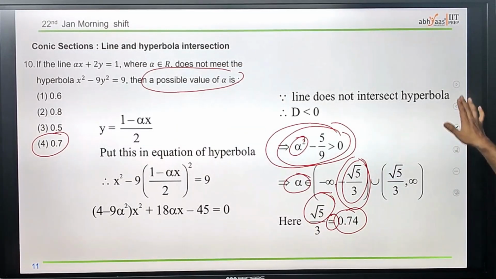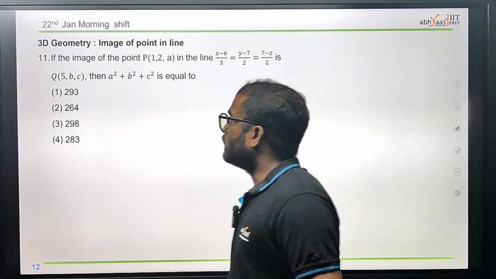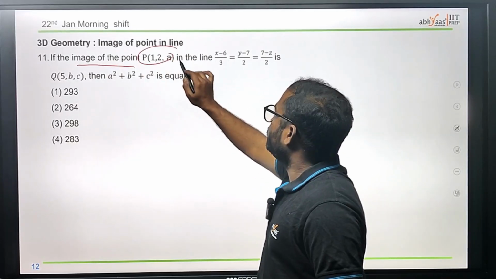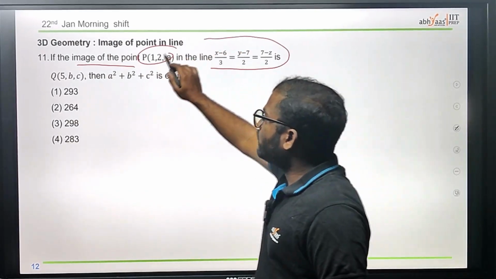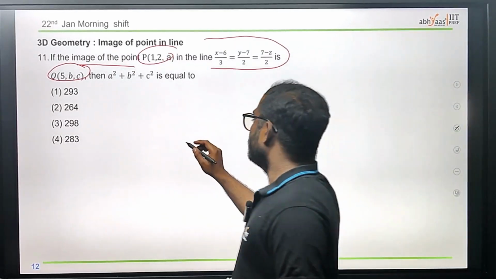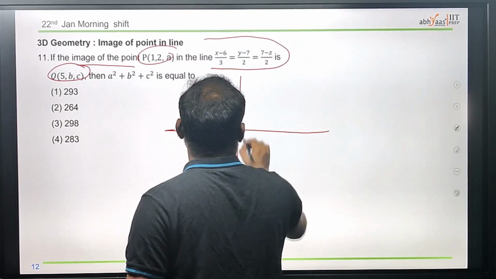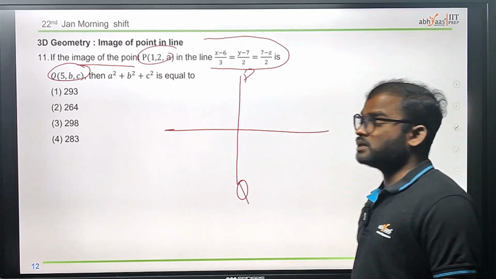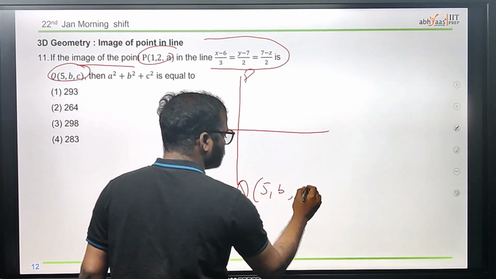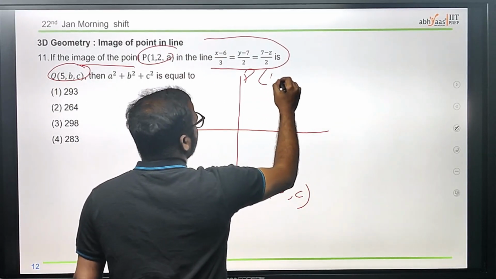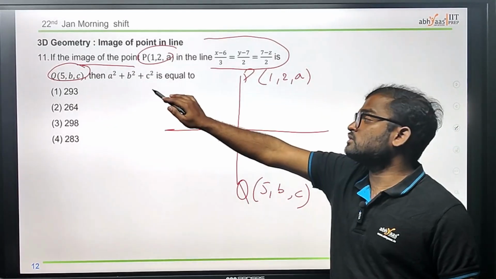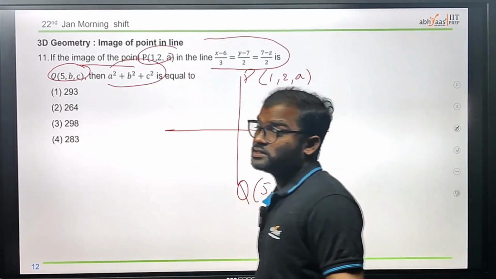Now we have to check the image of a point in 3D geometry. They gave one point on the line, and Q of 5, b, c, which is the image of P. We know that if we have P here, automatically we have Q as the image point, which they gave as 5 comma b comma c, and where P is 1 comma 2 comma a. We need to find this a, b, c in order to substitute those values in a square plus b square plus c square.